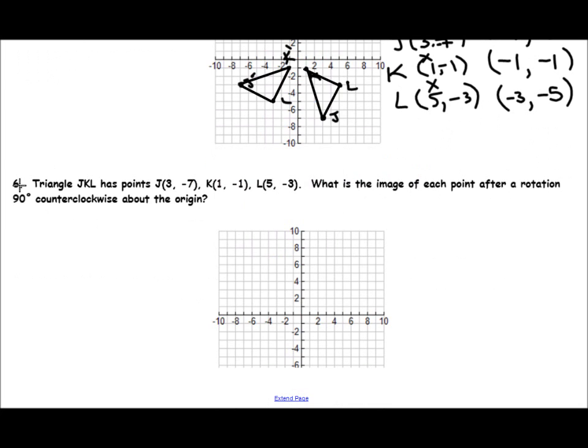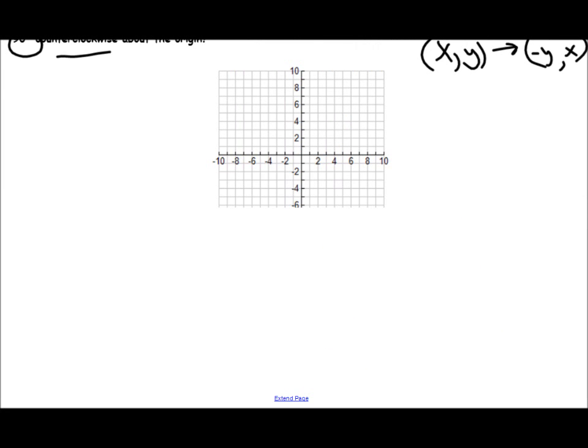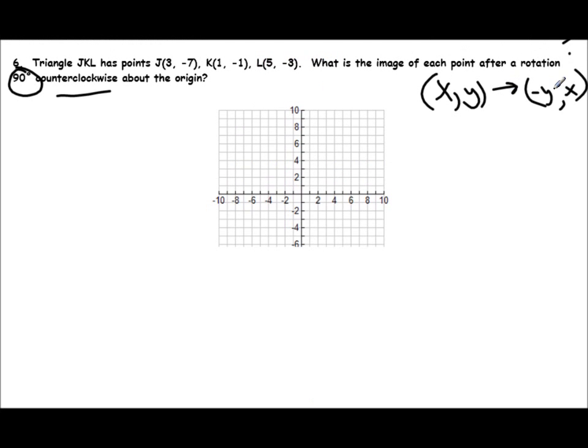Alright, and for the last one, I'd like for you to do it on your own, number 6. Look up the rule for a 90-degree counterclockwise rotation. What's the rule for our x, y values to become our new points? So for a 90-degree rotation, we take our x, y coordinates, and the y goes into the x position, negative, and the x goes in the y position, and it stays the same. So pause the video and see if you get what I get for the transformation of 90 degrees for those coordinates.